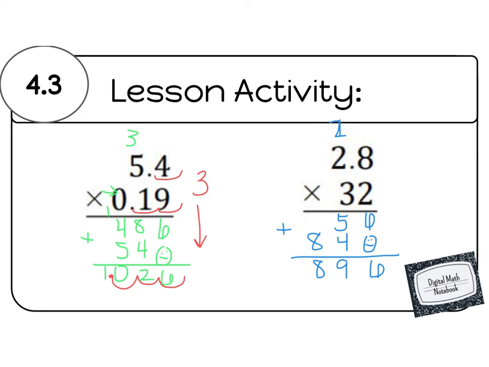And I'm going to stop here, but your job is to determine how many place values you need to count. There's 1 at the top. So is your answer 896? Is your answer 89.6? Or is your answer 8.96? You need to decide where that decimal goes and type your answers into your digital math notebook.